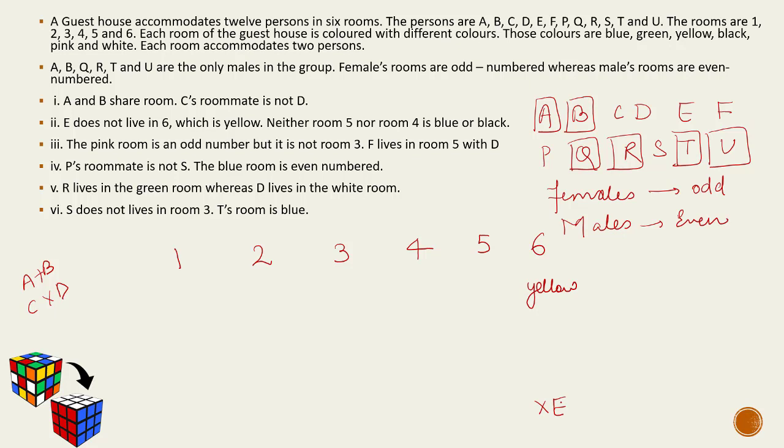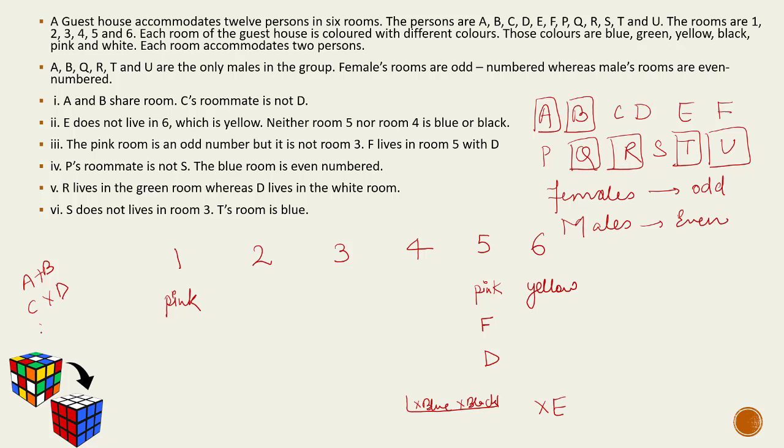Neither room 5 nor room 4 is blue or black. So here I have two negations. Room 4 or 5, neither are they blue, nor are they black. The pink room is an odd number, but it is not room number 3. So as of now, I would have two possibilities for the pink room, that is 1 and 5. F lives in room 5 with D. So I know for sure who are the occupants of room number 5.